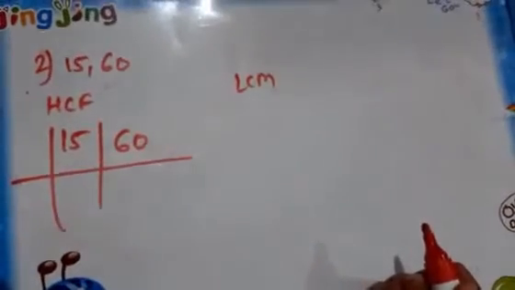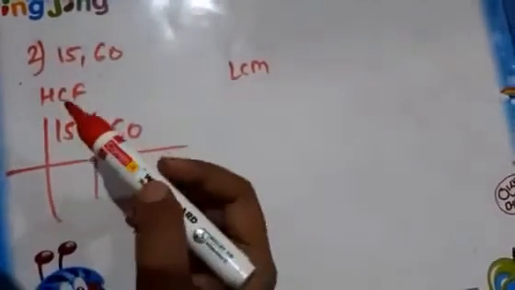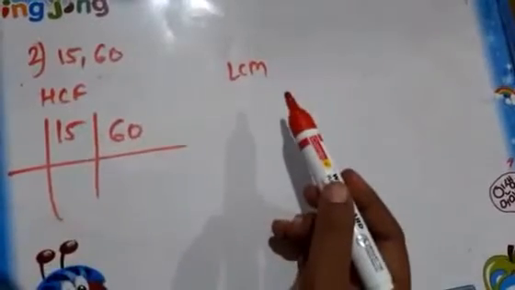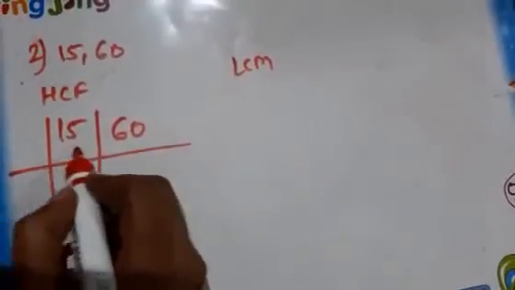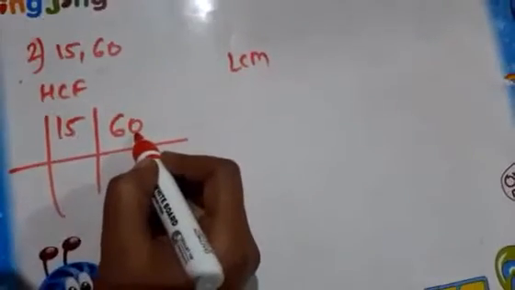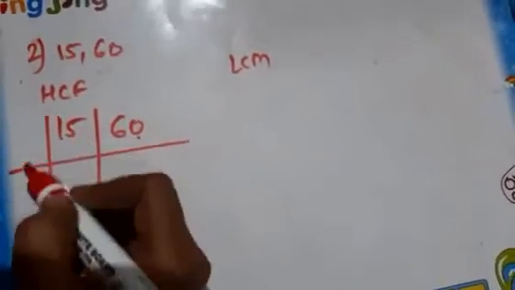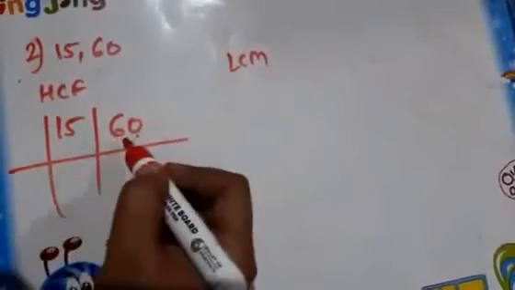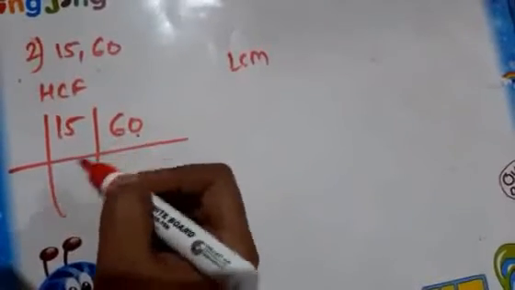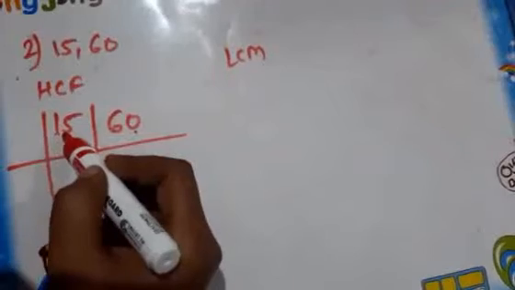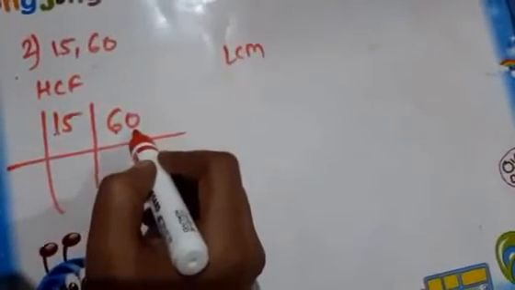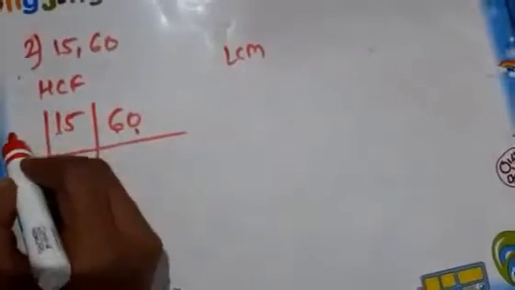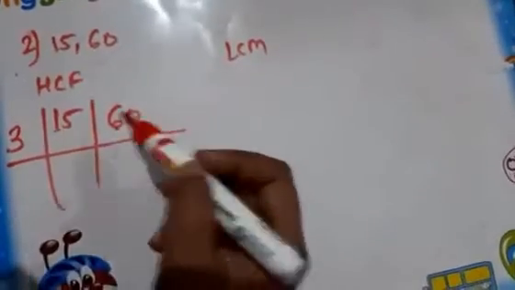Next is 15 and 60. There also we have to calculate HCF and LCM and verify the law. So 15 and 60. Here is 0. This number is divisible by 2 but this is not. So here we can't take 2 as a common factor. So check for 3. 1 plus 5 is 6, so it is divisible by 3. And 6 plus 0 is also 6, so it is also divisible by 3. So here instead of 2 we have to go for 3.